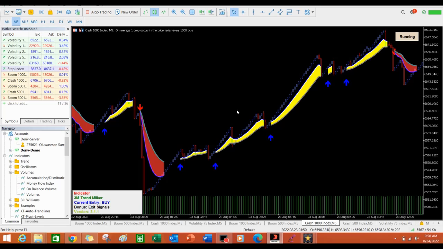And of course, with your capital, you should be able to pick the right lot size to trade. Do not use a lot size that can blow off your account within seconds.